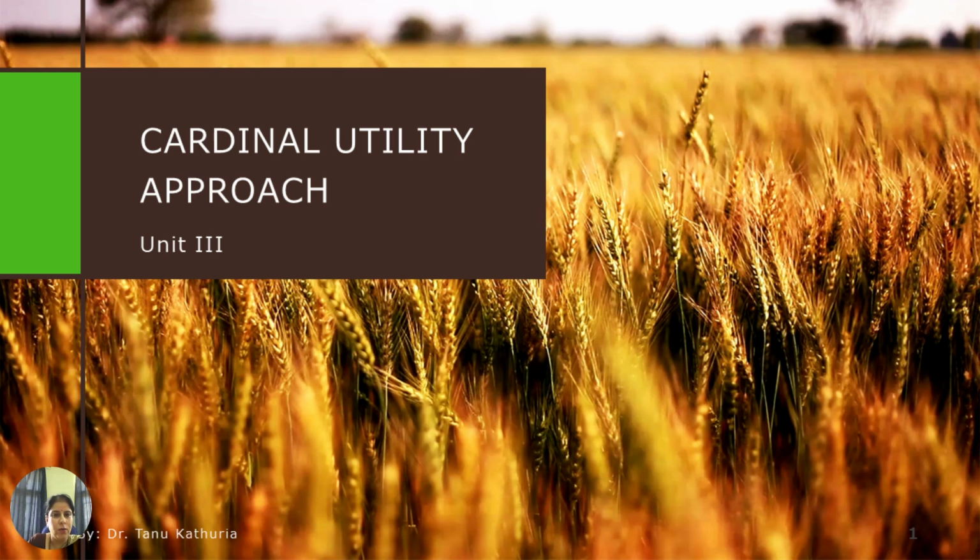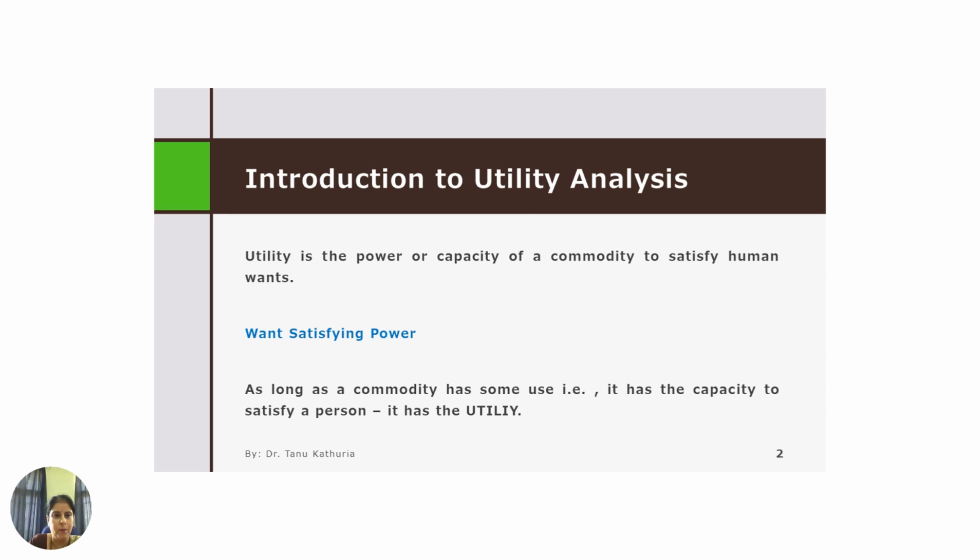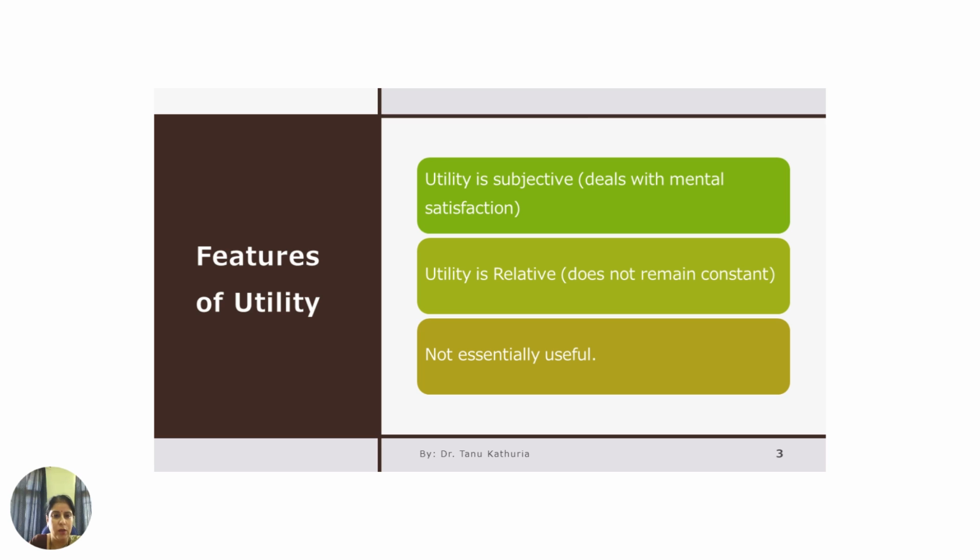Hello everyone. Today we are going to study the cardinal utility approach, another way of finding out how we calculate utility. In the introduction of this particular concept, let me introduce you to the concept of utility. Utility is the power or the capacity of the commodity to satisfy human wants. So, therefore, we can say it's the want satisfying power. But can we actually measure it? Can we actually see how much satisfied I am? That's the whole concept we are going to study in this particular unit.